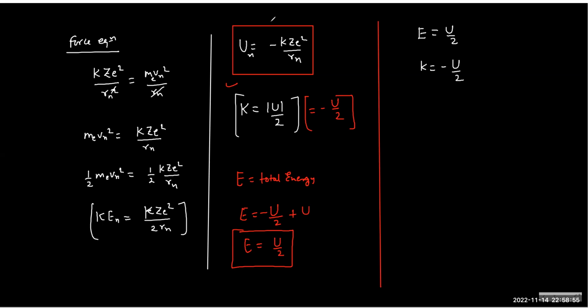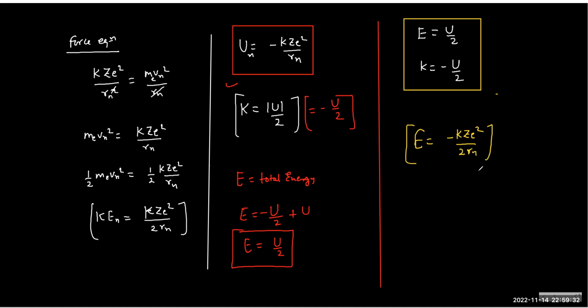So what do we really need to know to solve questions of Bohr's theory? Tell me. We need to know potential and the quantization rule. Do you realize this? Now you can clearly see the total energy turns out to be U by 2, which is minus kZe square by 2Rn. Am I right? What is the significance of the negative sign here?